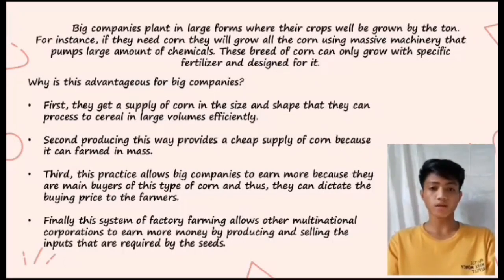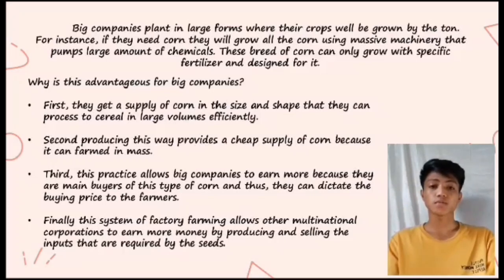For instance, if they need corn, they will grow all the corn using massive machinery that pumps large amounts of chemicals. This breed of corn can only grow with a specific fertilizer designed for it. Why is this advantageous for big companies? First, they get a supply of corn in the size and shape that they can process into cereal in large volumes efficiently. Second, producing this way provides a cheap supply of corn because it can be farmed en masse. Third, this practice allows big companies to earn more because they are the main buyers of this type of corn, and thus they can dictate the buying price to the farmers.